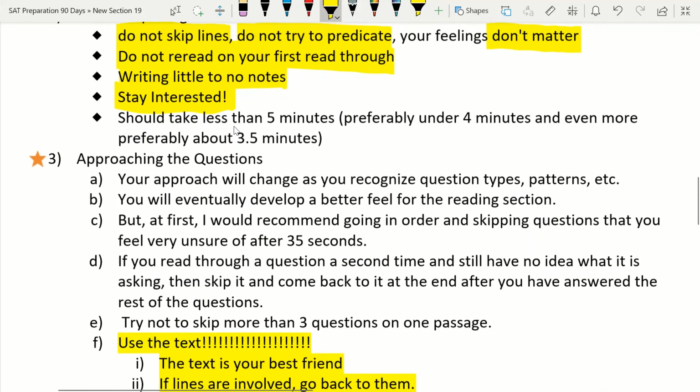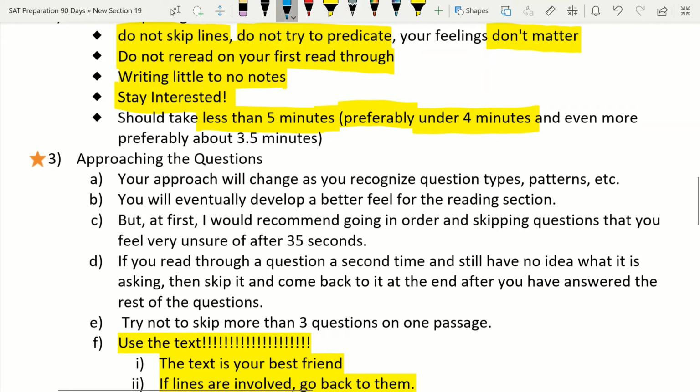Okay, so how long should it take you to do this initial read through of the passage? It should definitely, in my opinion, take less than 5 minutes. If you're taking more than 5 minutes reading the passage before answering questions, I think that is a mistake. You've got to keep it under 5 minutes, because otherwise you're just not going to have enough time to answer all those questions. So preferably under 4 minutes. That should be your goal, to have your initial read through the passage take under 4 minutes.